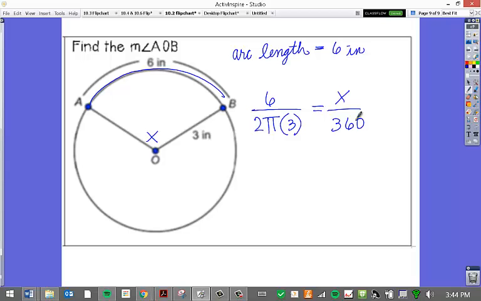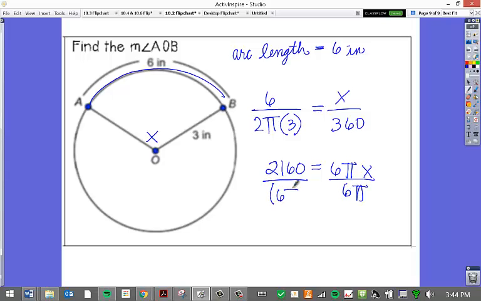Same deal, cross multiply. 6 times 360, which is 2,160. And then 2 times pi times 3. We'll just leave it in terms of pi for right now. That's 6 pi x. I'm going to divide both sides by 6 pi.